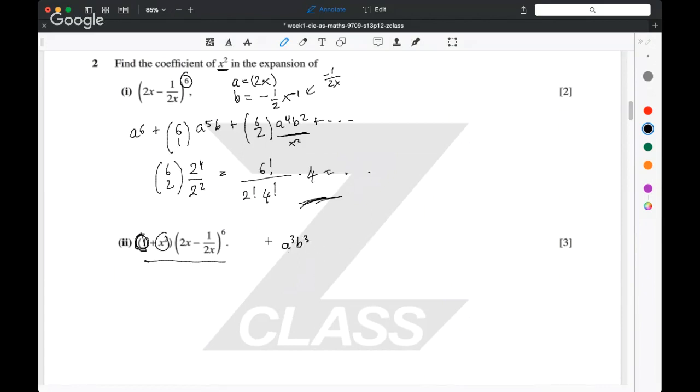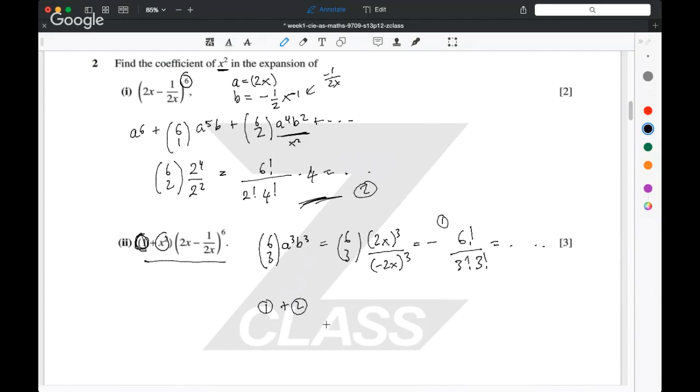And you see that this will have a 6 choose 3 thing in front of it. So this will be equal to 6 choose 3, and then you'll have 2x cubed over minus 2x cubed. So you'll get minus 6 factorial over 3 factorial times 3 factorial, and you can work that out. And then remember that this is just one of the terms, and this that we found before is the other one, so the full thing is both of them added together.